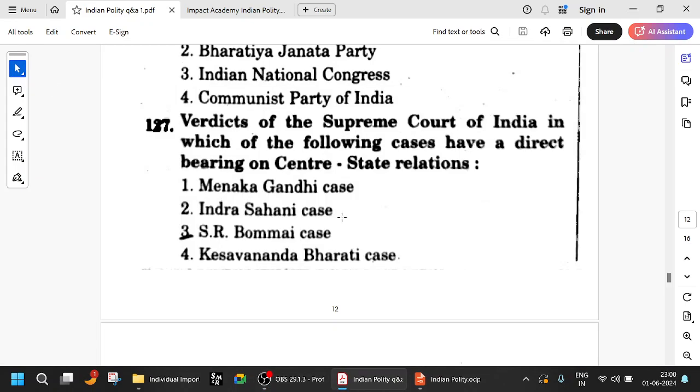So this Maneka Gandhi case is the right to go abroad, which is also part of the right to privacy under Article 21. So right to go abroad also. So that is Maneka Gandhi case. She wanted to go abroad, a journalist. So Indira Sawhney, we have seen reservation. SR Bommai is regarding central state relations.